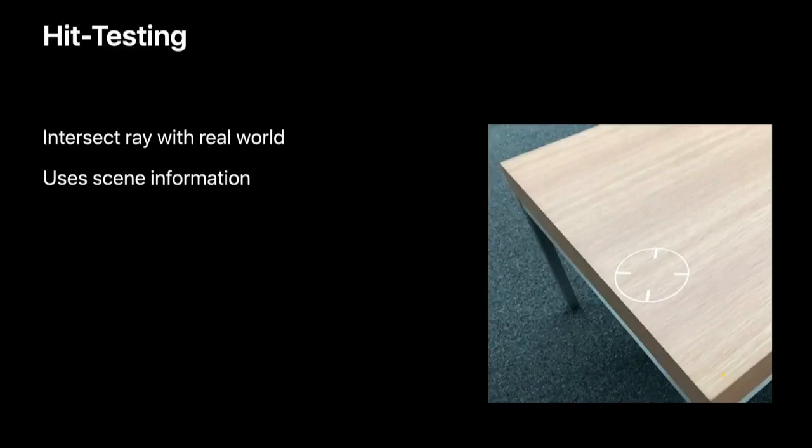ARKit uses all the scene information available, which includes any detected planes, as well as the 3D feature points that ARWorldTracking is using to figure out its position. ARKit will then intersect our ray with all information that is available and return all intersection points as an array which is sorted by distance. So the first entry in this array will be the closest intersection to the camera.